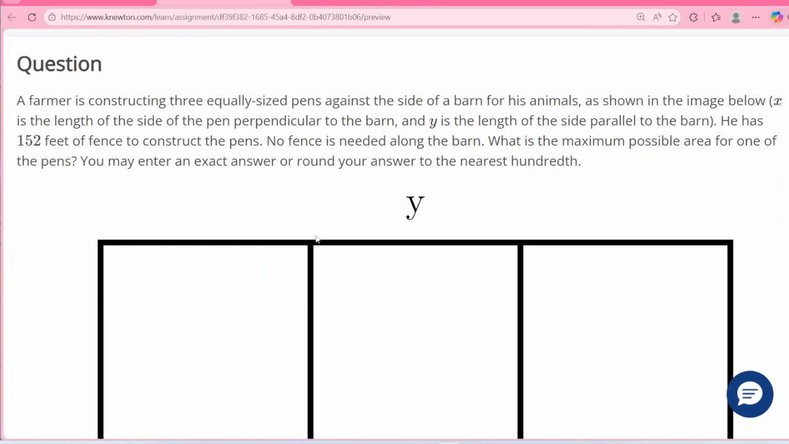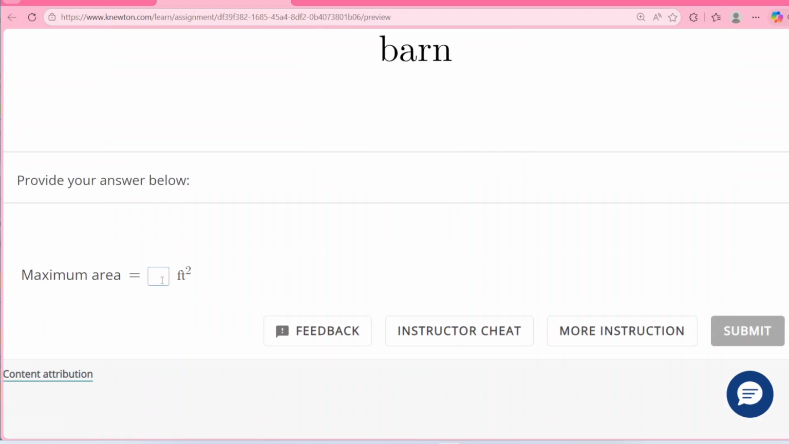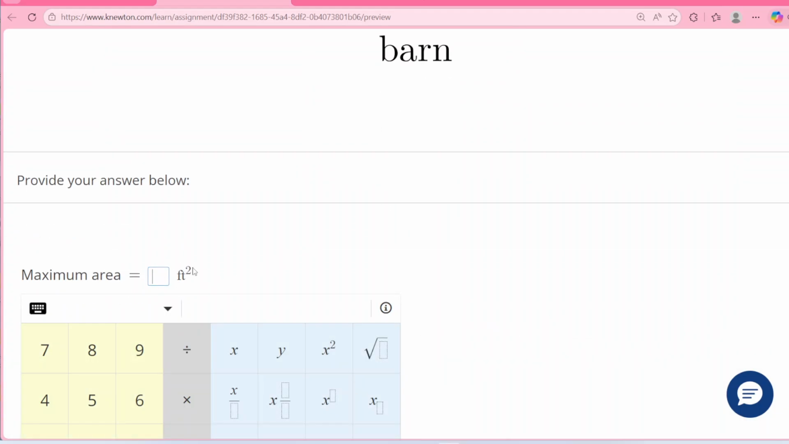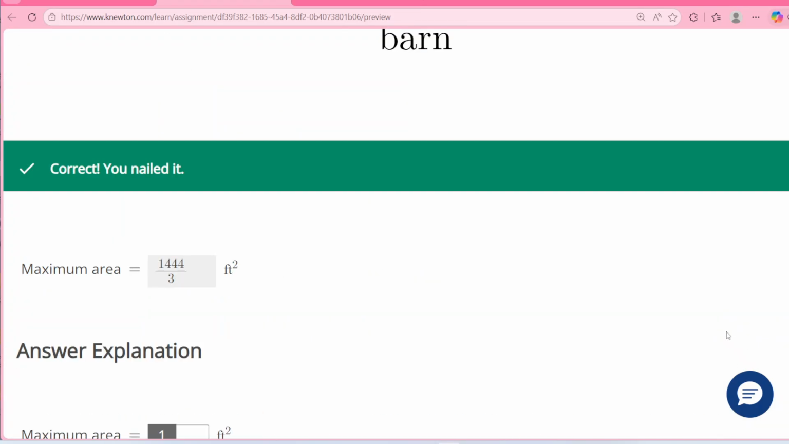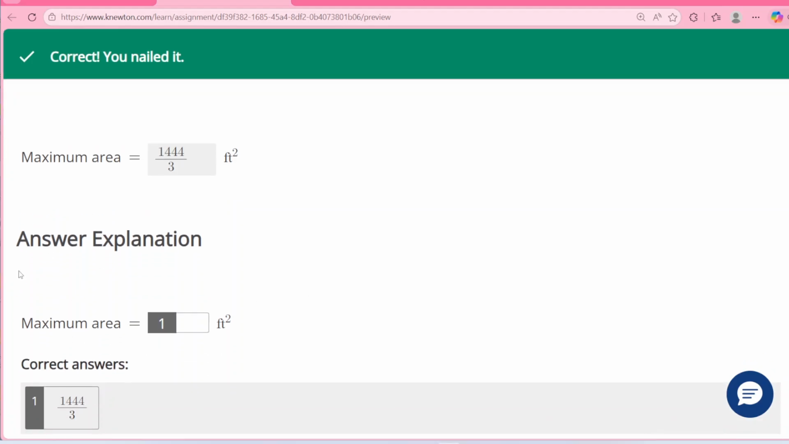All right, so back here what I'm entering, and they already got the square feet units in, so I'm just putting that maximum area, and I said I could put exact or rounded. I'll just put the exact 1,444 divided by 3, or that 481.33 if you're rounding square feet. All right, then once you've submitted an answer, it's going to tell you if you're right or wrong, and then you'll have some sort of answer explanation.